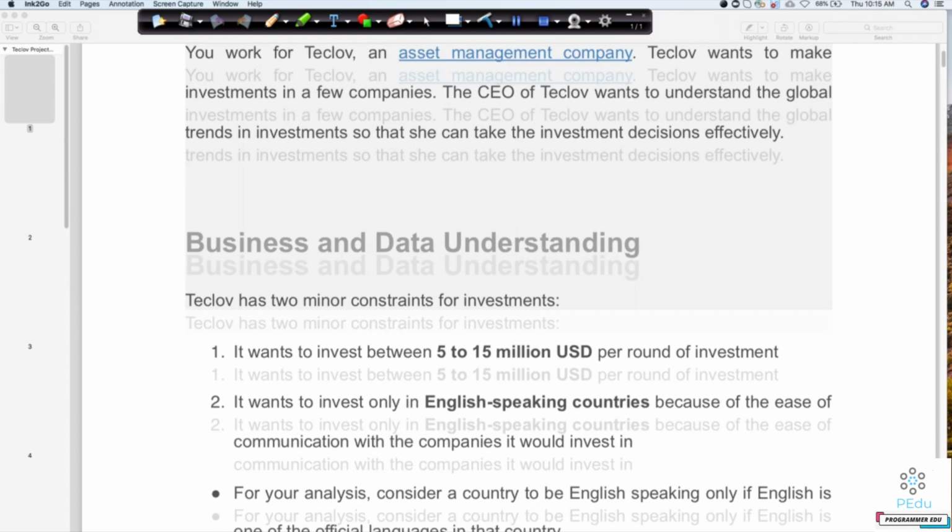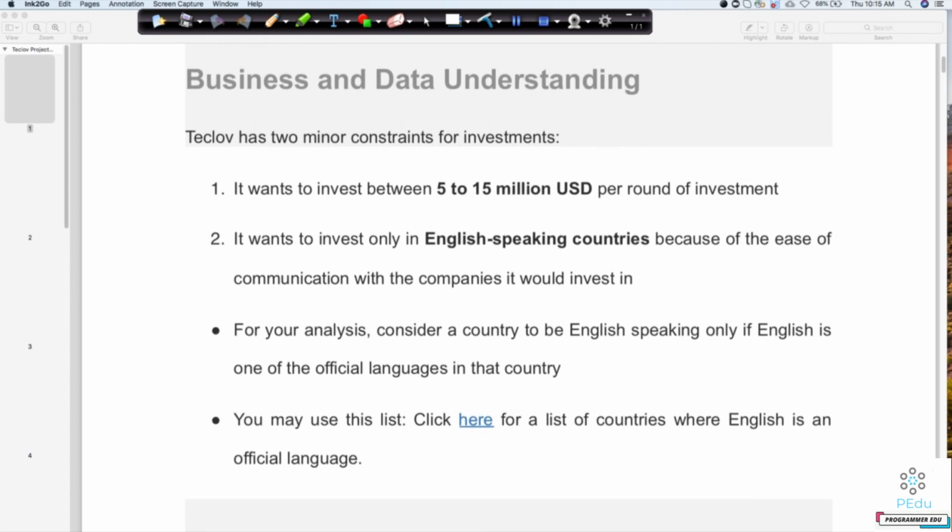So let's understand the business. What is the requirement from it? There are two minor constraints for investment. They are not really minor, but let's call it minor constraints here. The first constraint is that Teclov wants to invest between 5 to 15 million US dollars per round of investment. Not so low, not so high. Maybe Teclov is not that rich, but it's not so poor as well. So they want to invest in a range of 5 to 15 million USD.